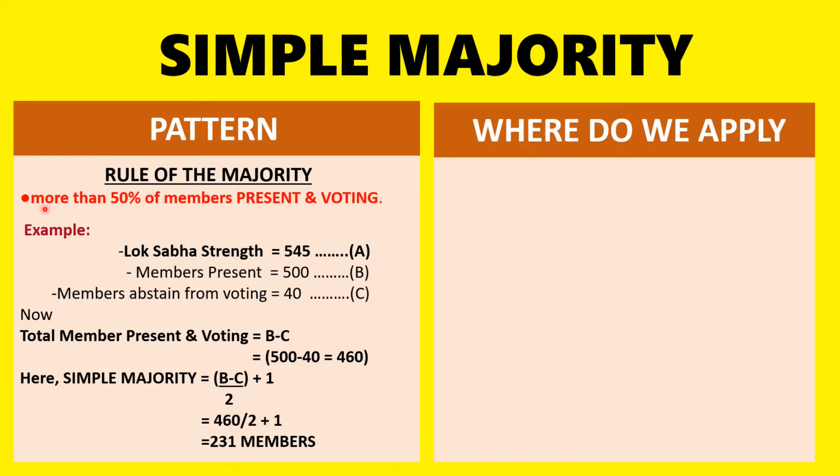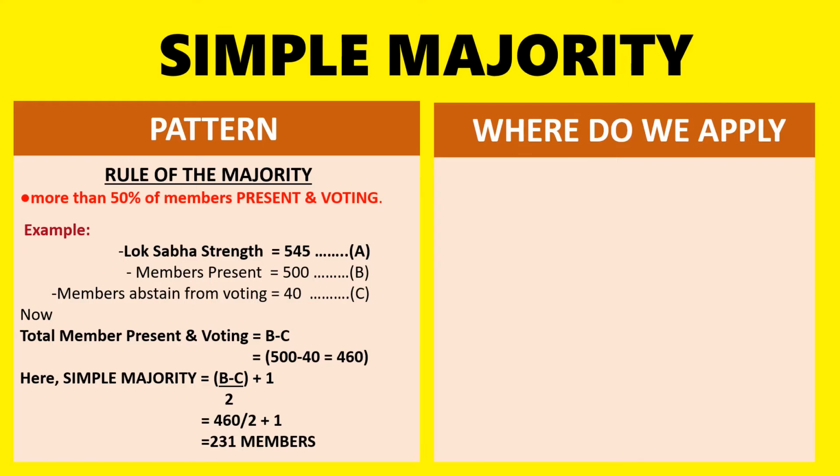Since the rule says more than 50%, it means half of 460 plus 1. Simple as that. That is 231. So in this particular example, if you have 231 members, then you have the simple majority. That means you can pass the bill. That is all about the simple majority.